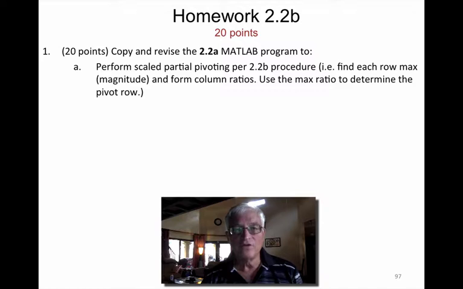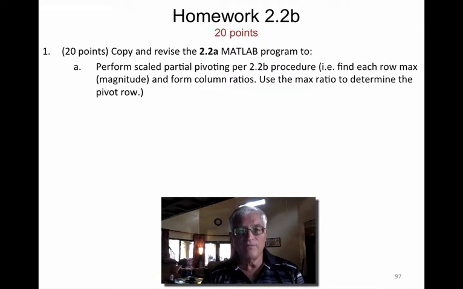Well, we're now ready for homework 2.2b, and this is going to be really straightforward, very little code change from 2.2a, but you have to think about it a little bit when you put it together. Again, we're going to start off the same way we did 2.2a by taking the prior homework and modifying it. We're now doing the scaled partial pivoting that we've covered in the lecture.